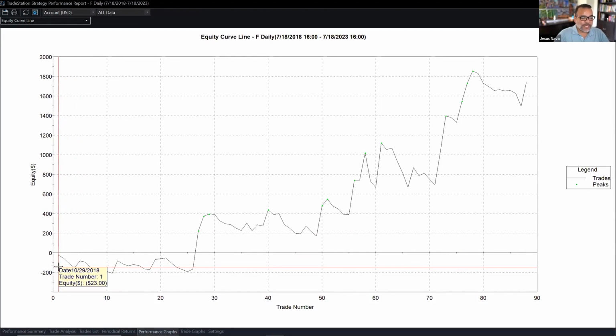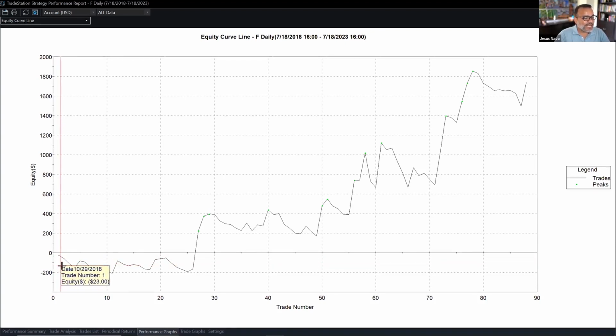So here's my trade number 1, generated on October 29th, 2018. And when the trade closed, I had a loss of $23. That's how my strategy started. Not a good start, but not a huge loss. But that gets reflected right here on my graph, you know?